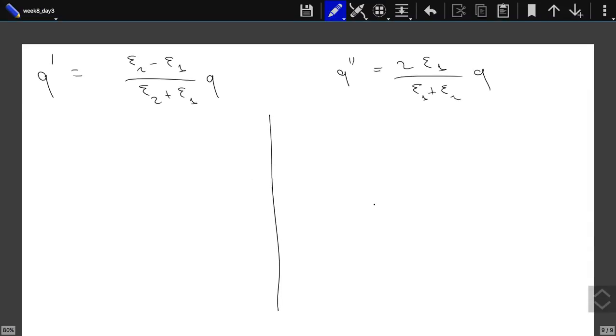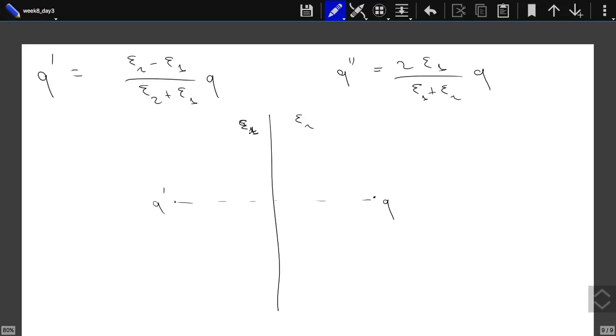Now let's see. This is our Q. Here we have Q prime. This is epsilon 1, this is epsilon 2. Now first let's look at the case, what happens if epsilon 1 is larger than epsilon 2? We have these two dielectric mediums. So it might happen that here this is vacuum, so epsilon 2 is 1. So epsilon 1 will be larger than 1. So what will happen if epsilon 1 is larger than epsilon 2?